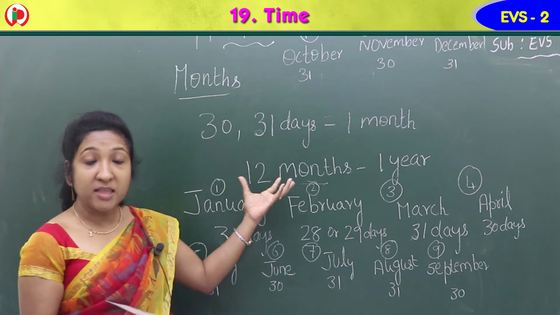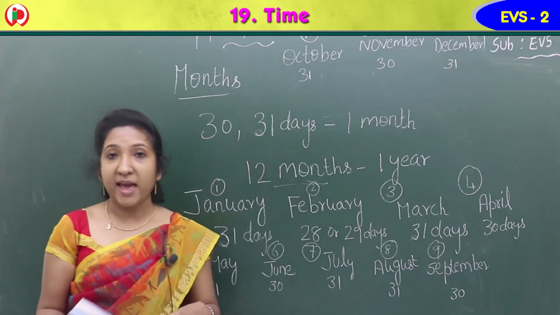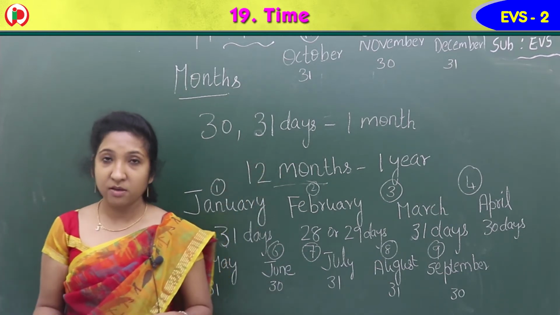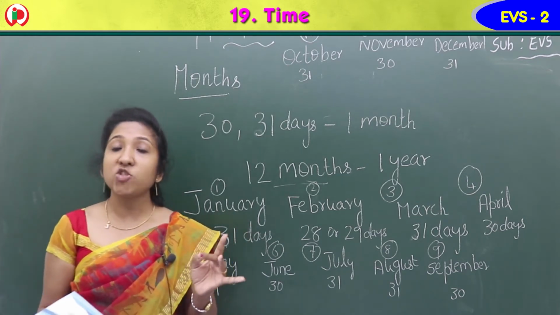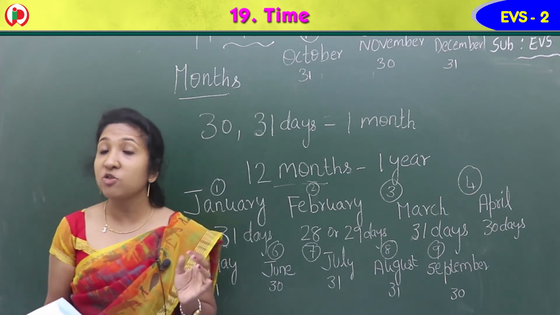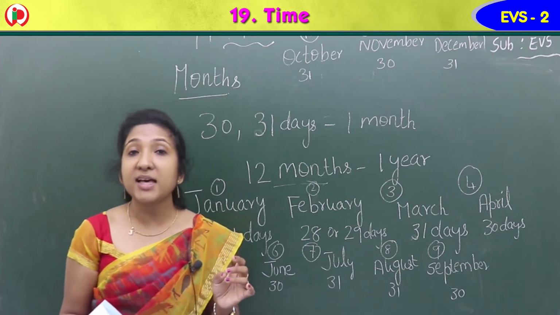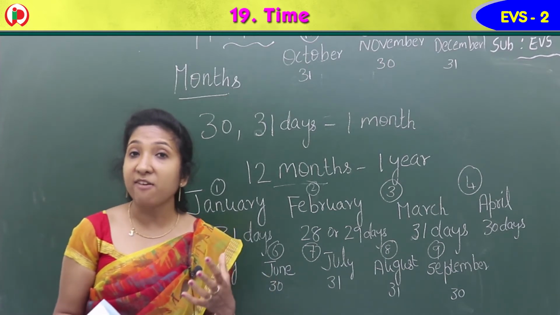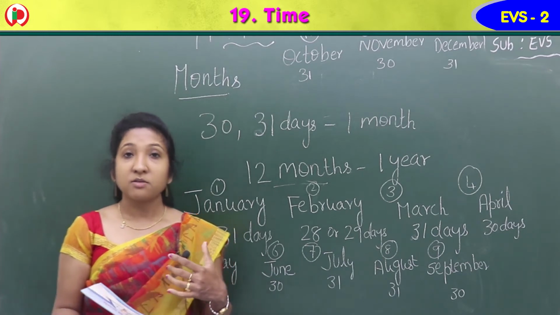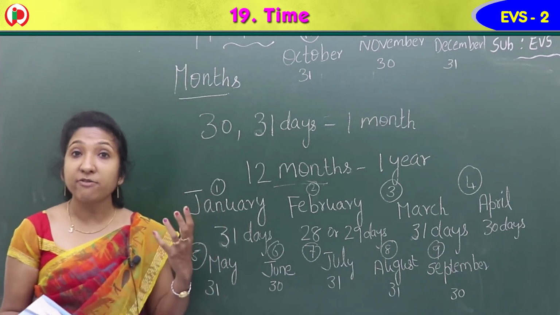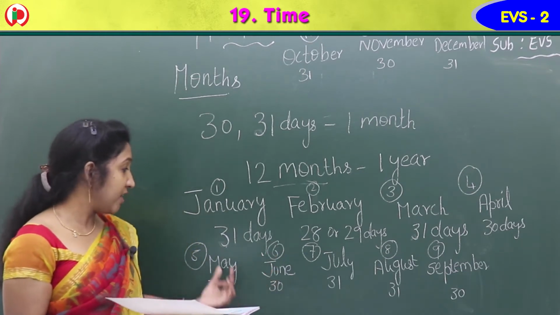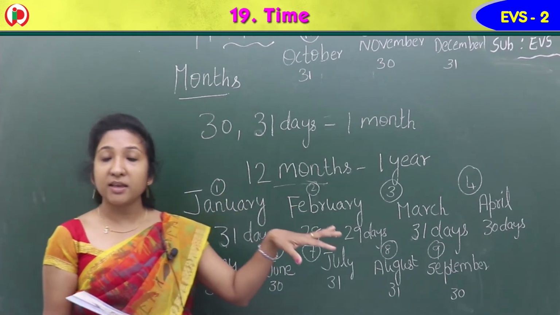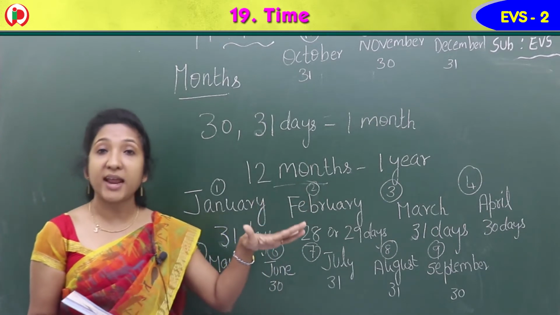And in a month there are 30 or 31 days, except February. So the 12 months are January, February, March, April, May, June, July, August, September, October, November and December. January, the first month of the year, the new year, has 31 days. Then February has 28 or 29 days.